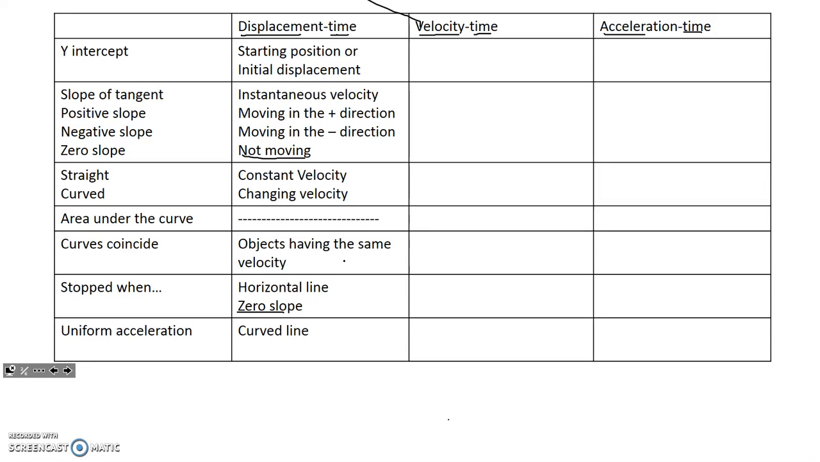Uniform acceleration is when you have a curved line, meaning you're speeding up. You're hitting the accelerator or the brake. Now, finish writing these down.